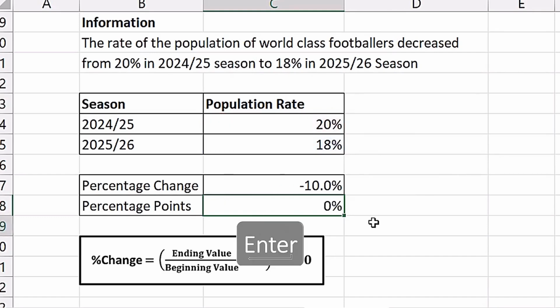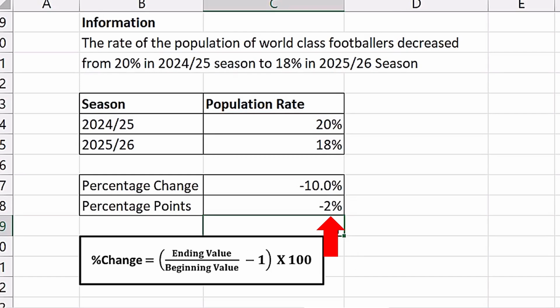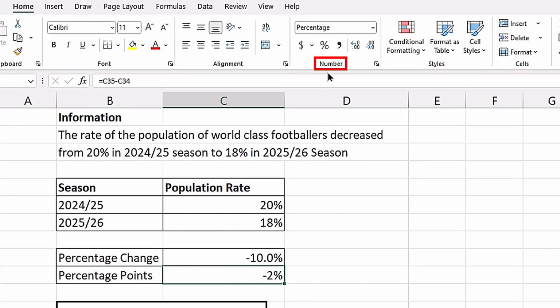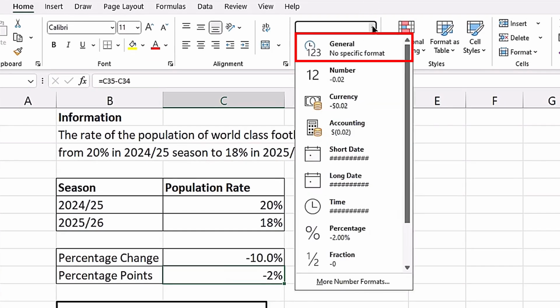When I hit enter, you can see it's telling us negative 2%, but we know that this is percentage points and we do not need it in percentages. So we need to wipe away the percentage number format here. I'm going to click on this cell, and then from the number group, click on this number format, and then click on General.